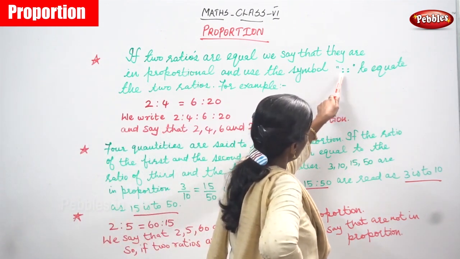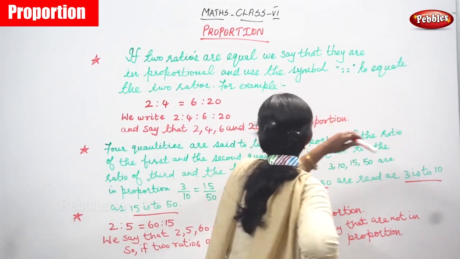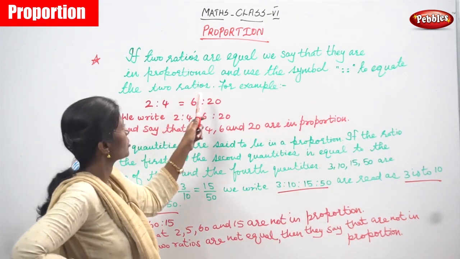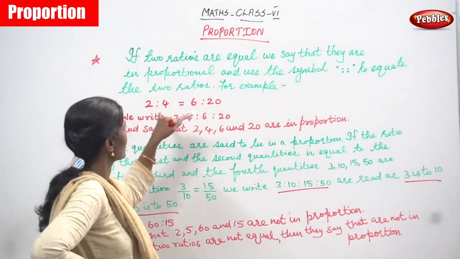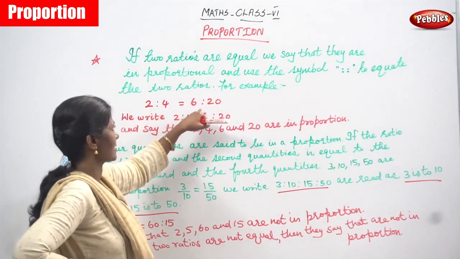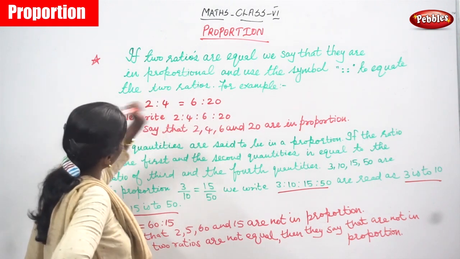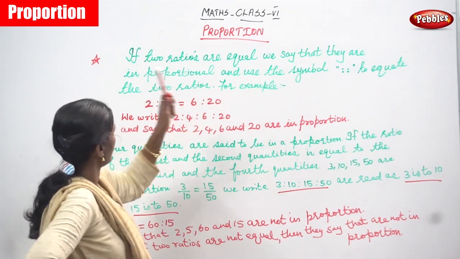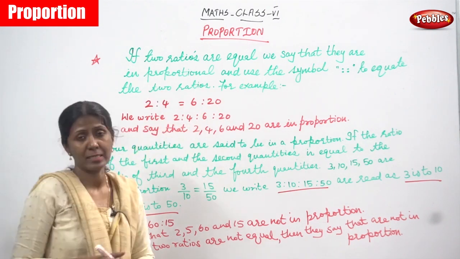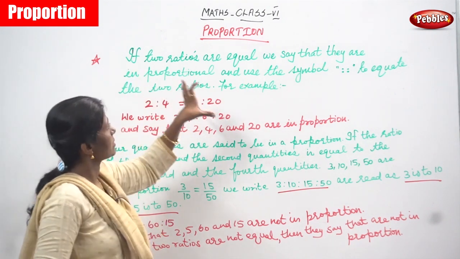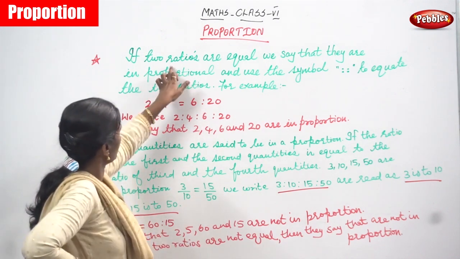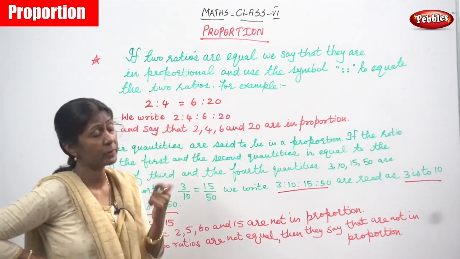The symbol is used to equate the two ratios, for example 2:4 and 6:20. I'll repeat again: proportion. If two ratios are equal, we say that they are in proportion. In such case, what is the definition of proportion?